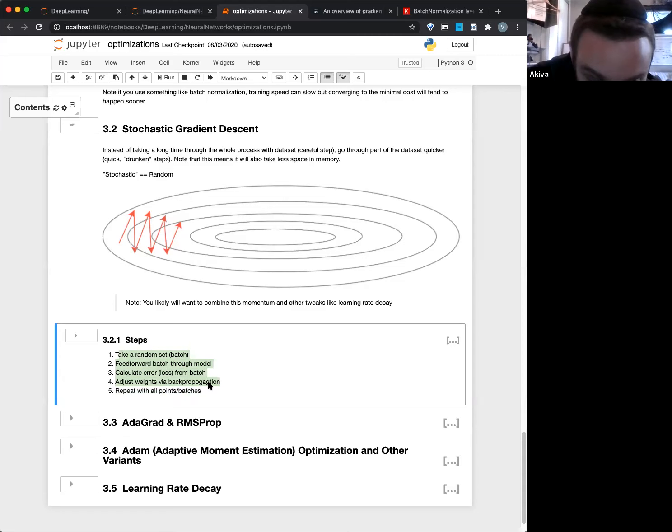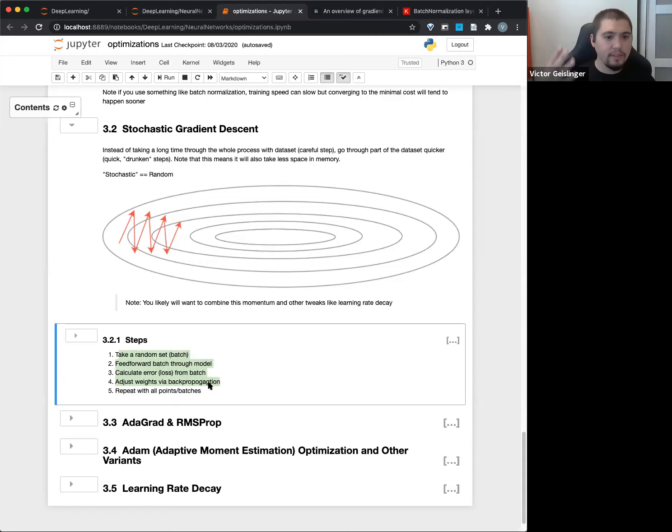Is it backpropagation? Yep, Akiva, and I saw that Brian put up number 4. Yep, that's right. It's backpropagation. This is the thing that's going to take the longest time.